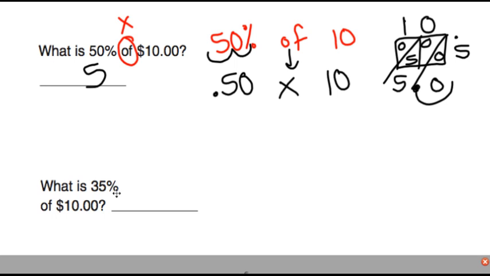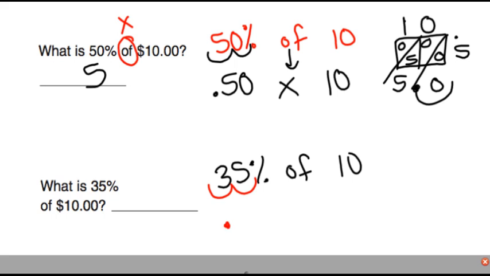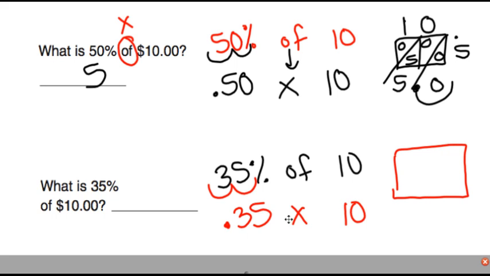What is 35% of 10? So we're going to set this up as 35% of 10. We're going to change the percent into a decimal because we can't multiply something by a percent. So moving that decimal over 2 places, we have a decimal of 0.35 times 10. So setting up that lattice again, or just knowing that when you multiply by 10, we move the decimal over 1, but we'll show both ways.